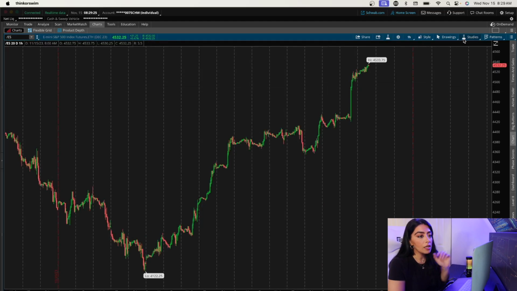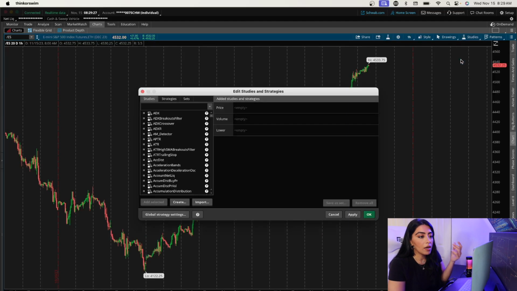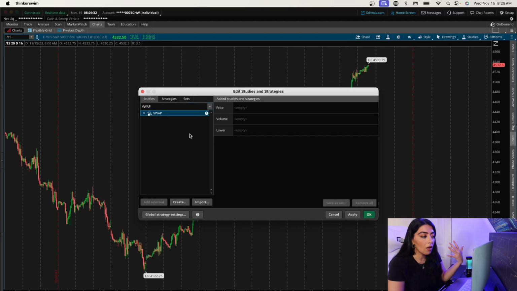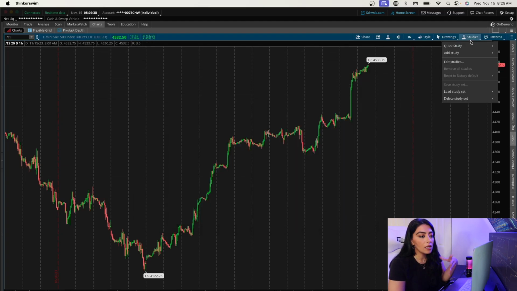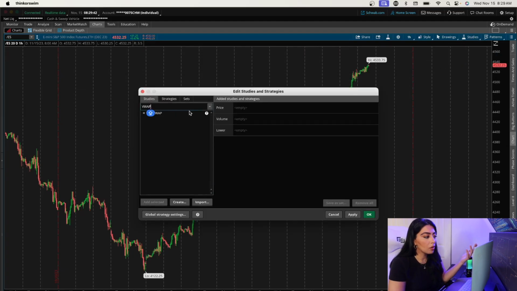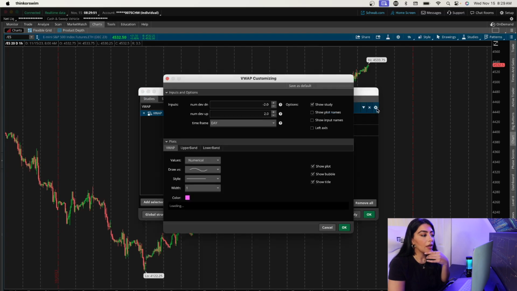So the first indicator that I'm going to go through is called VWAP, and I've gone through this one before because it is one of my favorite indicators, and I think it is the most helpful indicator, especially if you are a beginner trader. If you want to go into studies, edit studies, and type in VWAP, depending on what platform you use. I use Thinkorswim, and you want to double click. Once you have that on there, you want to go into the settings aspect of VWAP here.